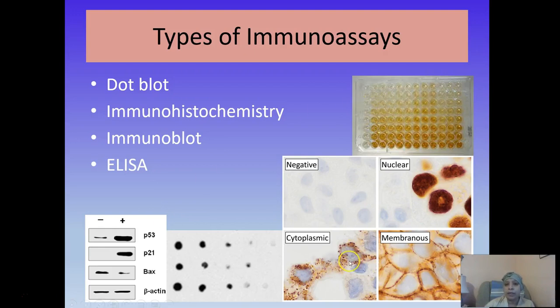Then in immunohistochemistry, we use just tissue sections, so you're not separating anything out of its normal native environment. You're examining it exactly where it is, and you're looking for where that particular molecule of interest is expressed, so its localization and also its general concentration. But again, it's going to be semi-quantitative.